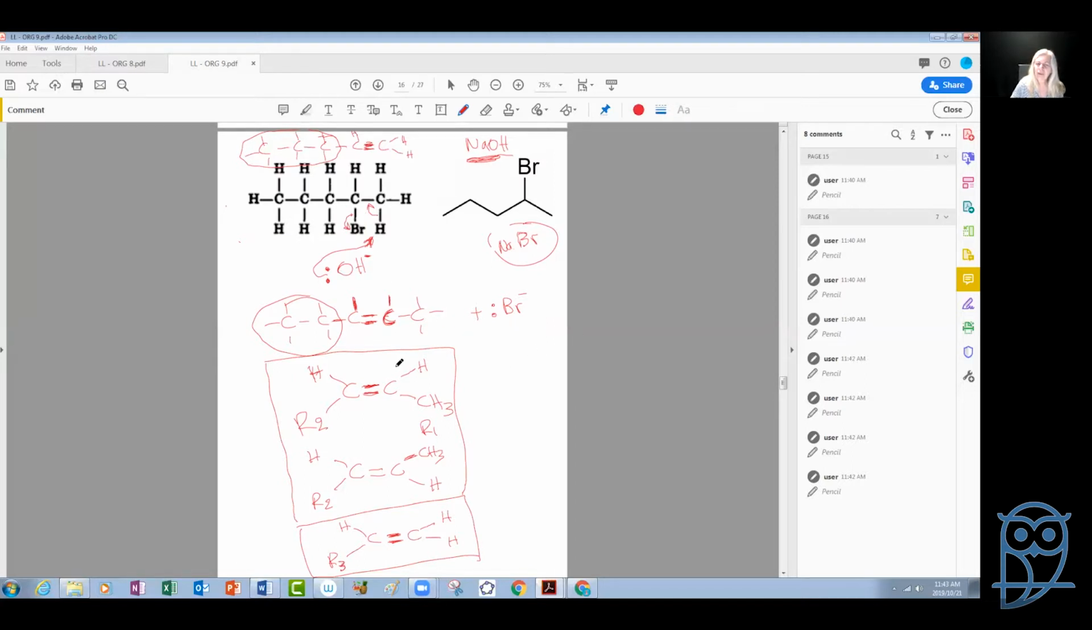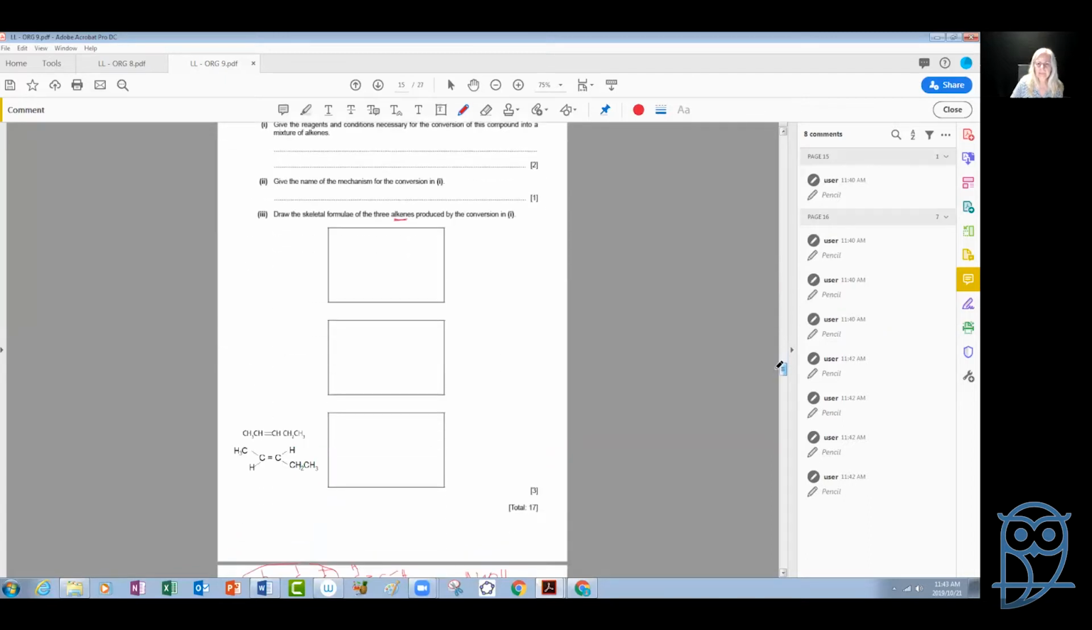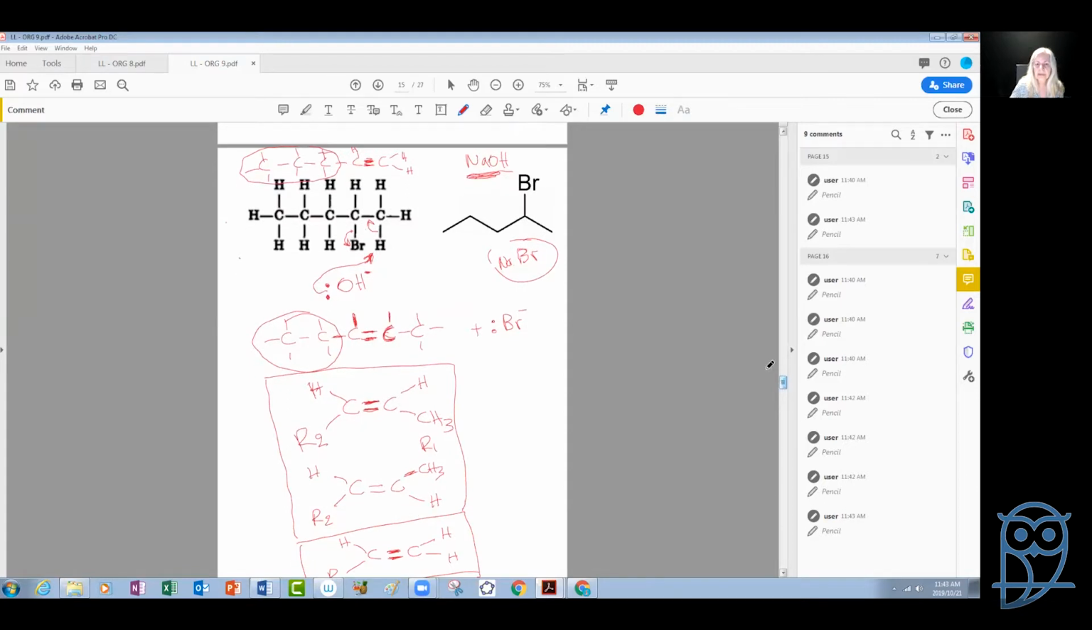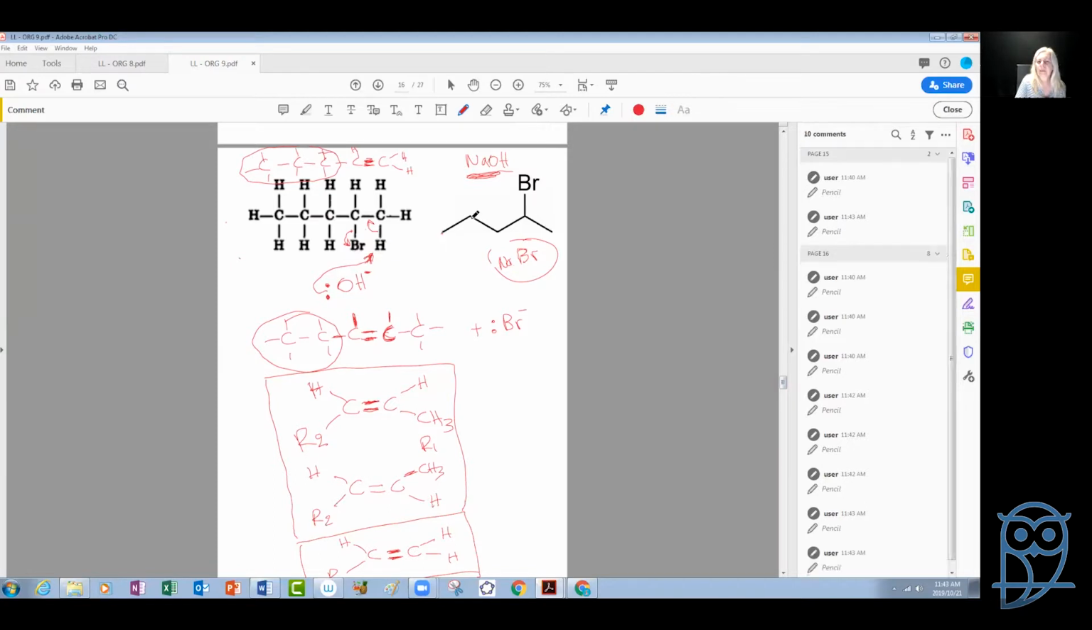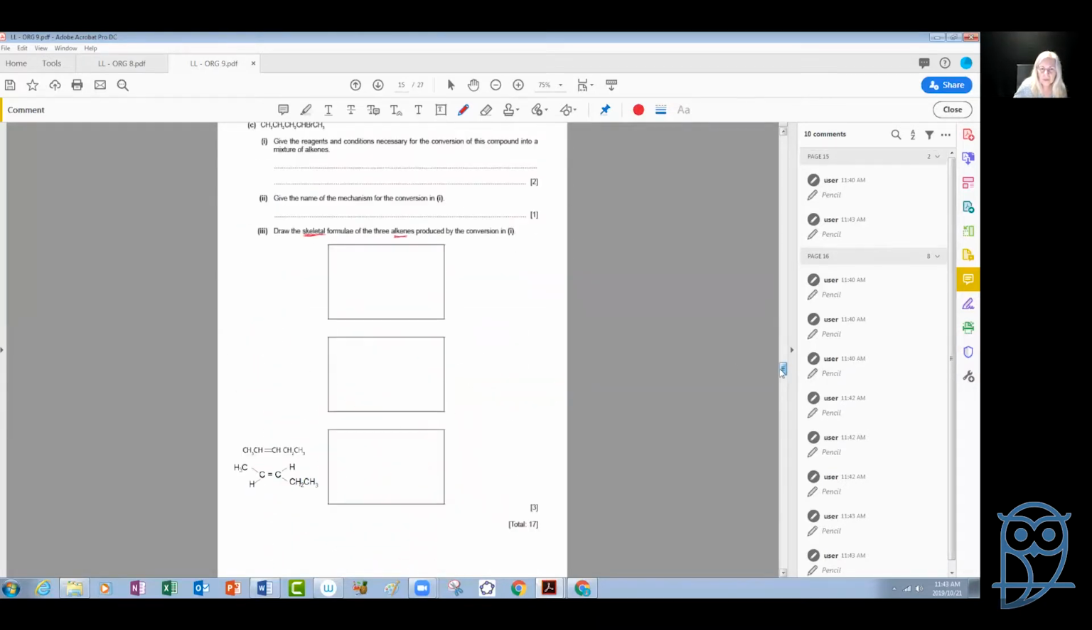Now, they don't want us to show these alkenes in this form. They want us to show the skeletal formula of these 3 alkenes. I hope you remember what a skeletal formula is. A skeletal formula shows zigzag shapes, and the corners of each of these lines are a carbon, but we don't draw the carbon in the skeletal formula. So how could we draw these 3 alkenes now?